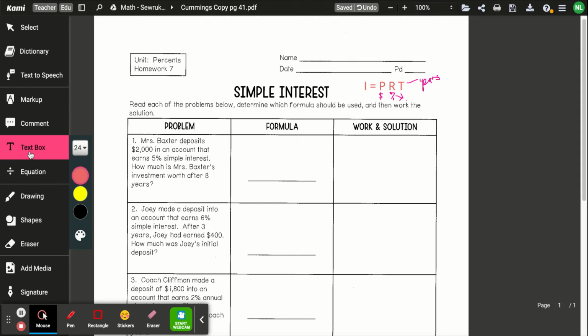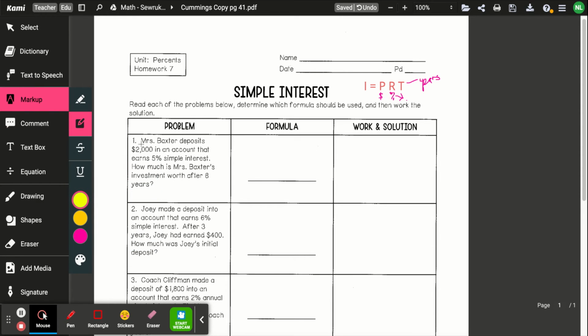Here we go. Mrs. Baxter deposits $2,000 in an account that earns 5% interest, simple interest. How much is Mrs. Baxter's investment worth after 8 years? I highlighted those numbers. We have to fill them in. So they do want to know how much the investment is worth.